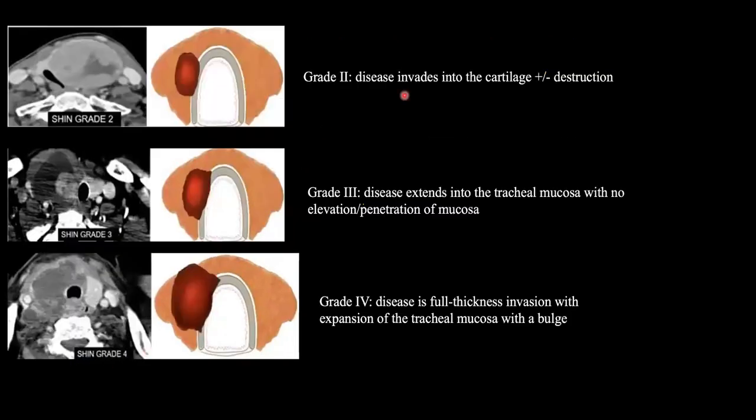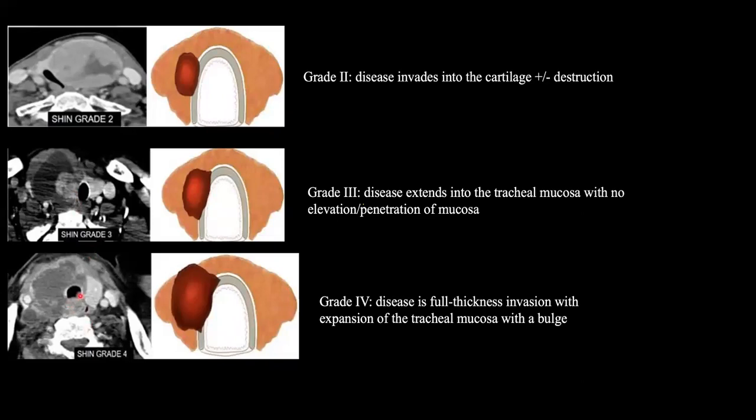Okay, in grade 2, the disease invades into the tracheal cartilage and destruction may or may not be present, as you can see over here. In Shin grade 3, the disease extends into the tracheal mucosa with no elevation or penetration of the mucosa. So here you can see, appreciate that over here you just have tumor present, the cartilage lining of the trachea is absent. As you can see over here, this linear white structure, which is present on this side, is absent over here. That means the tracheal cartilage is gone, but it's not protruding inside the lumen, it's just invading up to the mucosa. So this is a modified Shin grade 3.